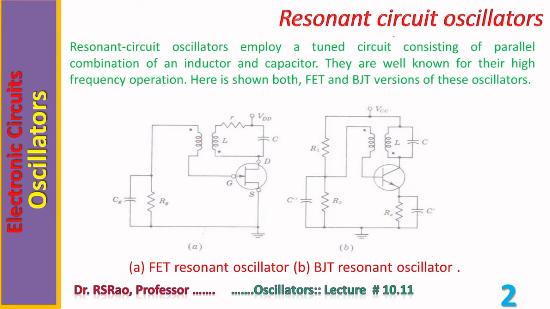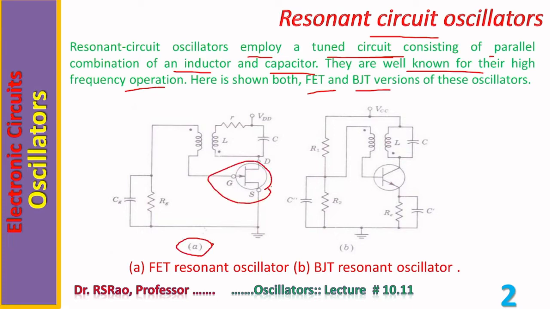A few points regarding resonant circuit oscillators. These oscillators employ a tuned circuit consisting of a parallel combination of an inductor and capacitor. They are well known for their high frequency operation. Here are shown both FET and BJT versions of these oscillators. In A is shown the FET version, in B the BJT version. RG, CG are meant for biasing. R2, C double prime are meant for biasing.